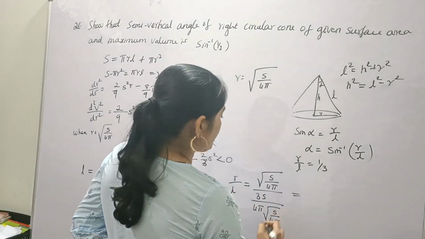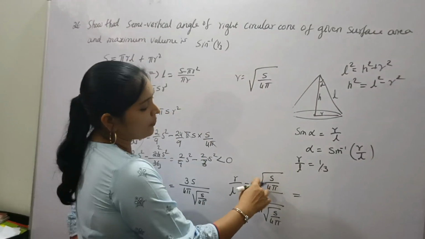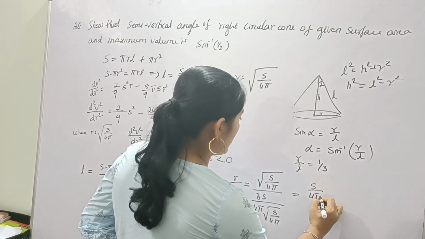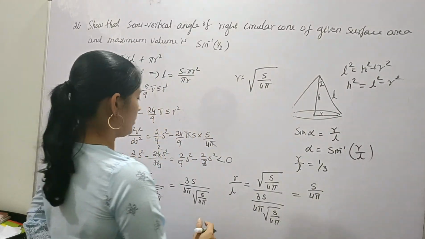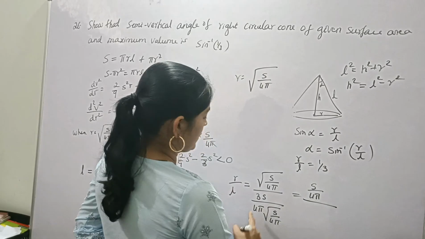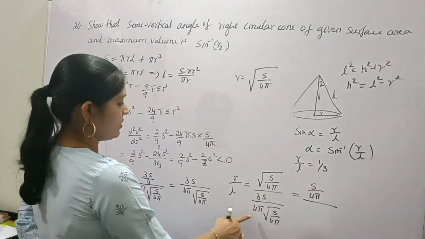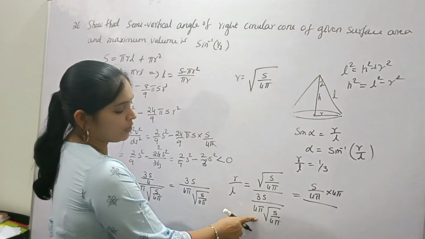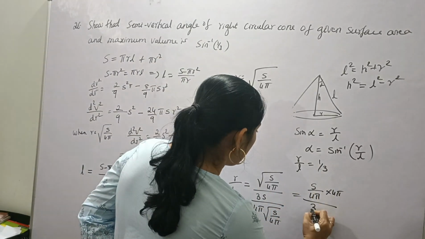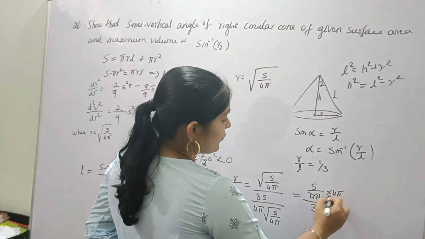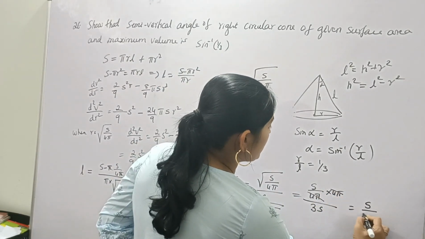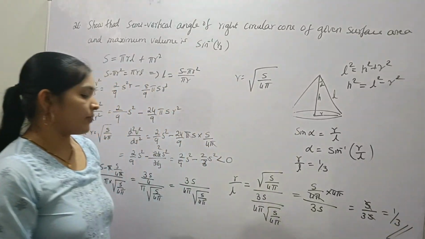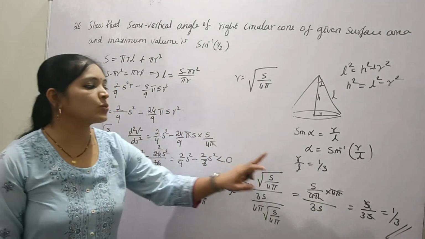Okay, so it will be s in root of s by 4 pi into root of s by 4 pi, that is s divided by 4 pi, divided by 3s. This 4 pi will go here, because it is the denominator of denominator. See here this 4 pi cancelled, so s divided by 3s, so s cancelled, so 1 by 3. See here we have got r divided by l is 1 by 3.